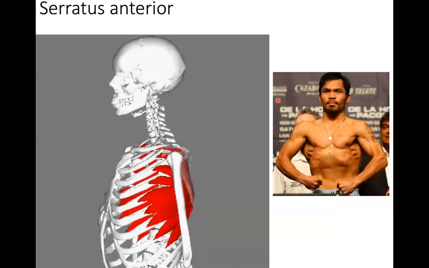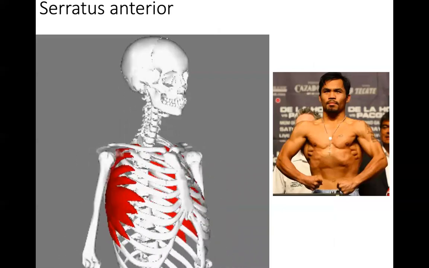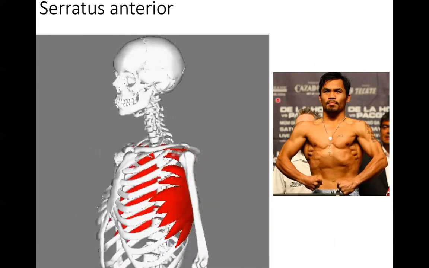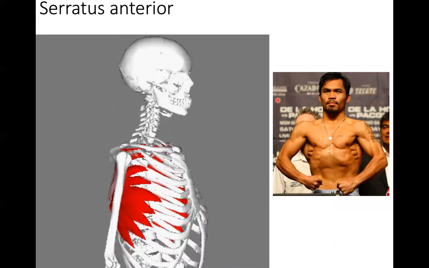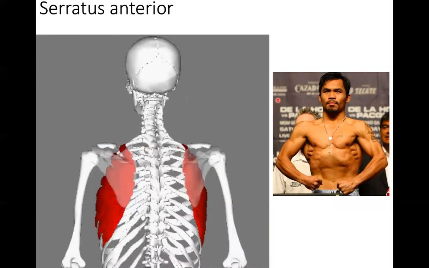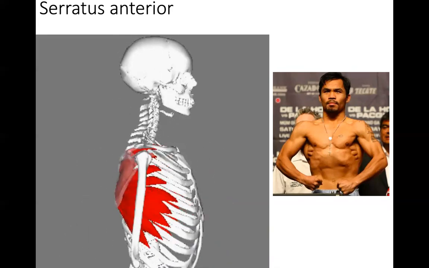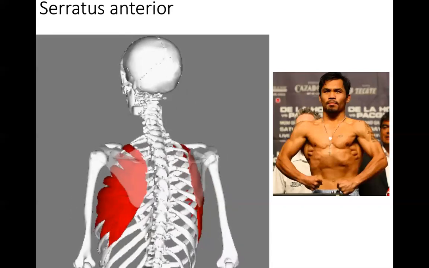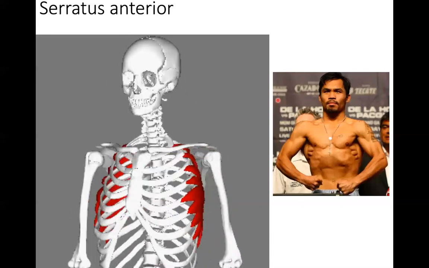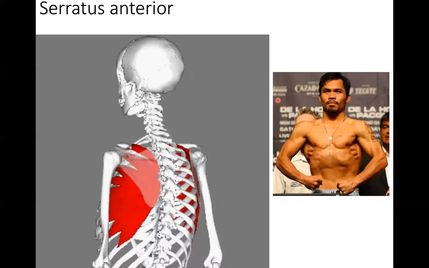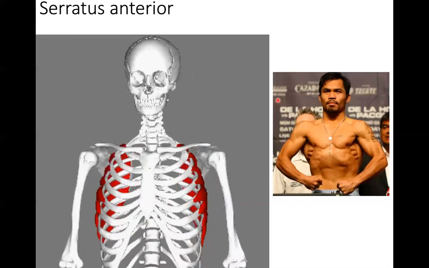Another muscle that has this same action of protracting the scapula is serratus anterior. Serratus anterior has its origin along ribs 1 through 9, and its insertion along the medial border of the scapula. So it passes underneath the scapula, underneath the shoulder blade, traveling between the scapula and the ribs.